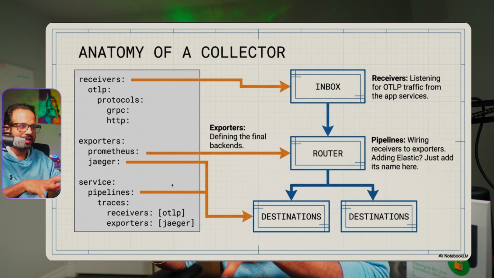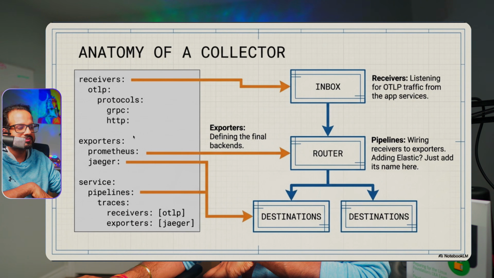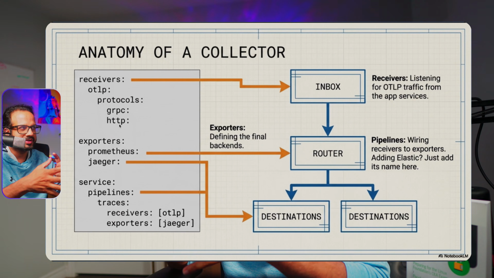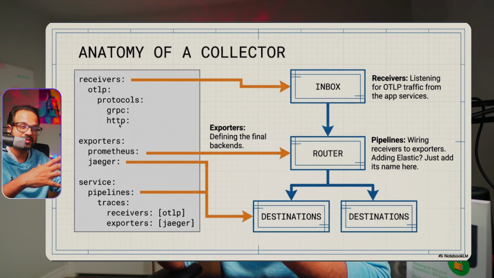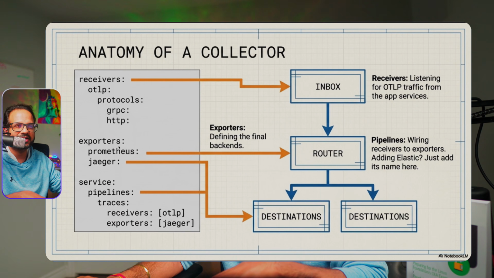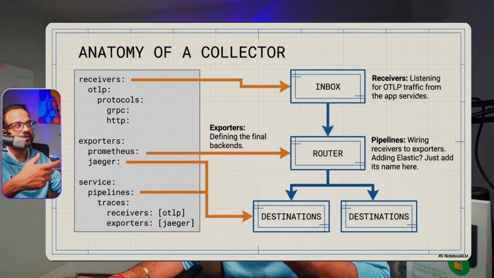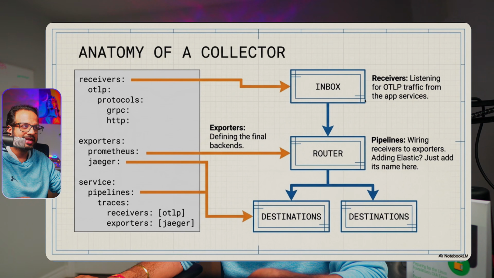This is how a collector YAML looks. We have something called receivers, exporters, and service. Receivers are how you receive your data. Let's say we have mentioned we are using OTLP, the OpenTelemetry protocol. Inside that we are getting it from gRPC and HTTP. gRPC is used when we are transferring data between multiple services within a microservice architecture, and HTTP, I'm sure you are aware of. These receivers listen for the OTLP traffic from the app services, and then send it to the router. The router is nothing but what we configure in the exporters.